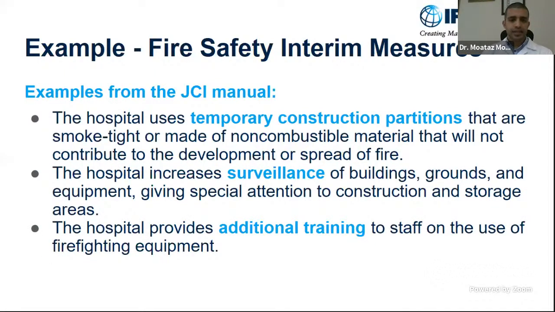Of course, this will require additional training to staff on the use of such new systems and on the new firefighting equipment. Again, before going to the next example, these measures are not a substitute or an alternative for having a standardized fire management system. These are only temporary measures that you should immediately start implementing until your fire system is fixed or implemented.